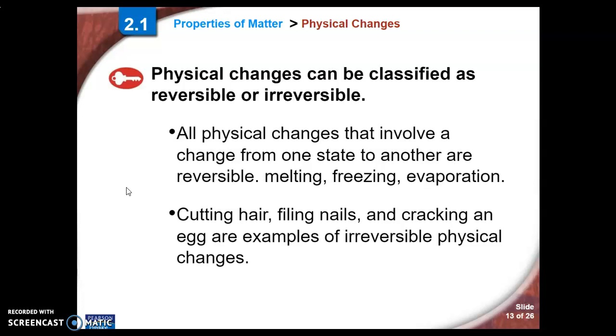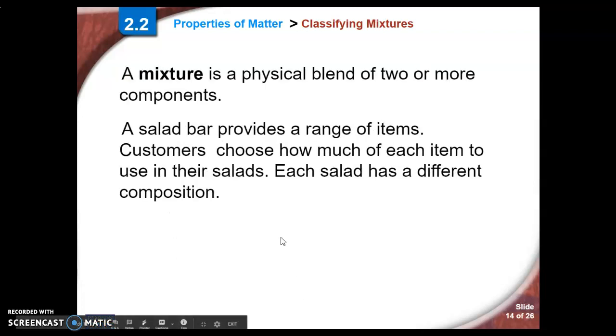Irreversible changes are like cutting hair, filing nails, cracking an egg, cutting paper into pieces. These are irreversible physical changes. You cannot put the cut hair back, right? This is irreversible. I'm going to stop here.